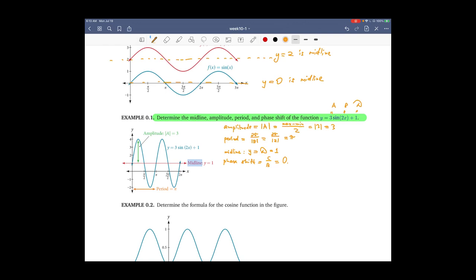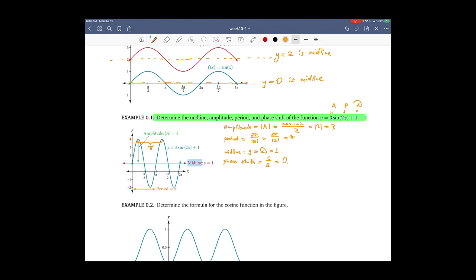The graph of this function, 3 sine 2x plus 1, is in the picture. Amplitude is indeed 3. Midline is 1. The distance from the maximum to this line is 3, and so is the distance from that line to the minimum. The distance between two consecutive maxima is pi. So that is the graph of this function.